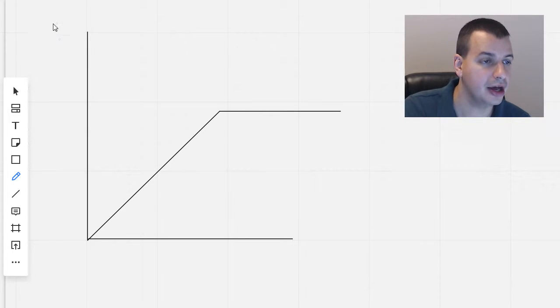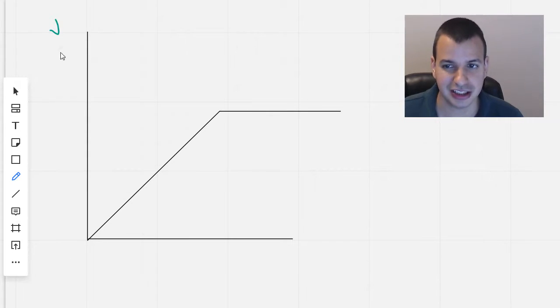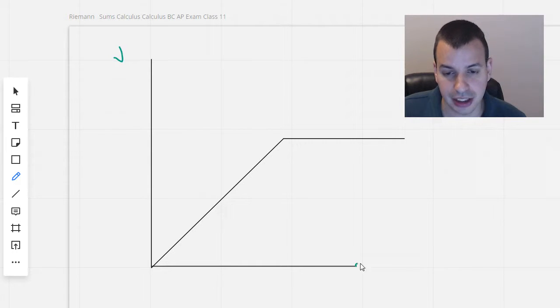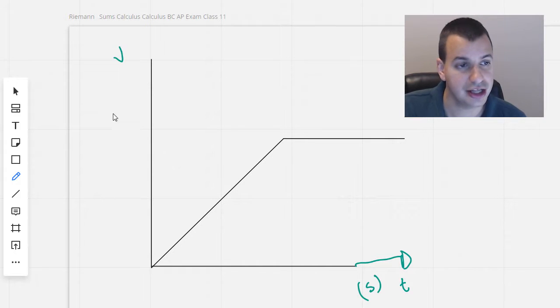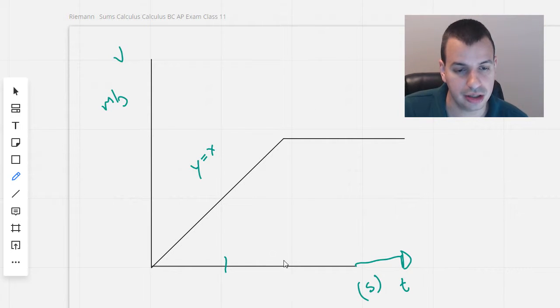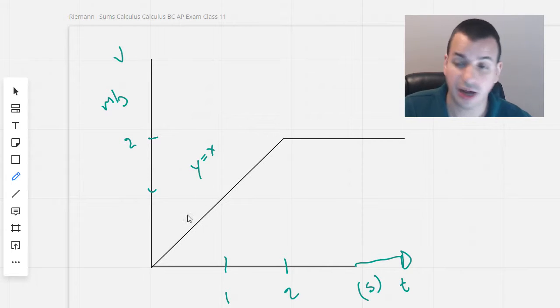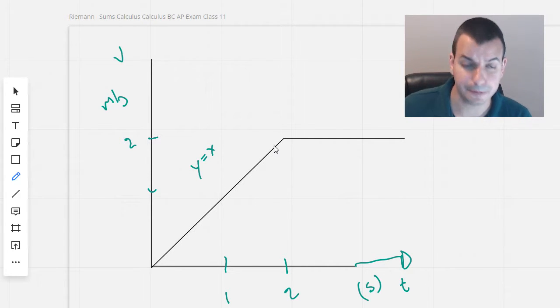So this will be, I'll say, v for velocity. Though velocity is a magnitude and direction, this will just be in one dimension. And this will be with respect to time. So this will be measured in seconds, and this will be measured in meters per second. And this will be, let's say, y equals x. This will be 1, 2. This will be 1, 2. 1, 2, and so it's obvious that this is y equals x, and then it kind of flattens out.